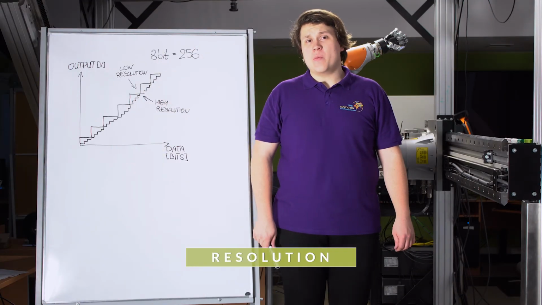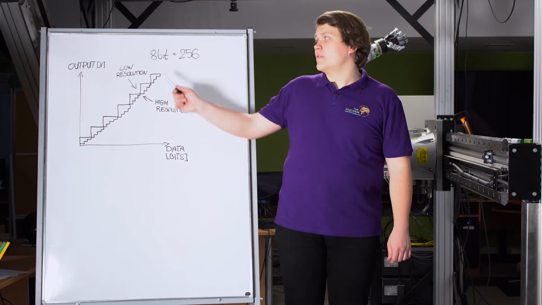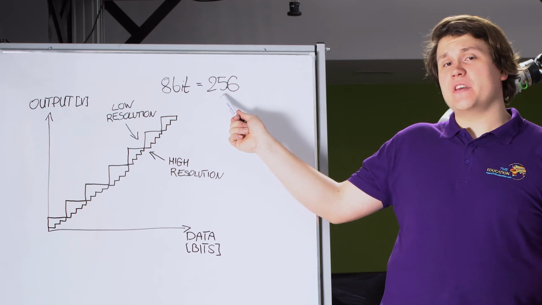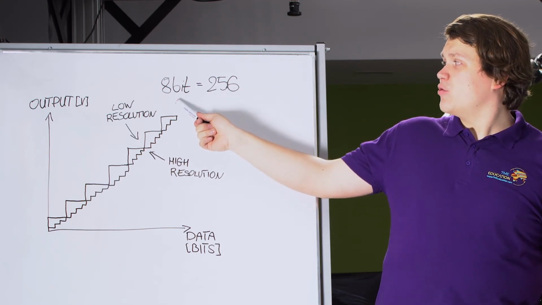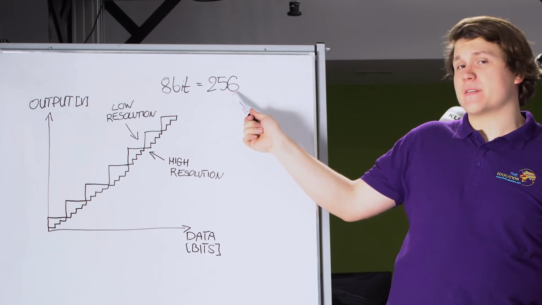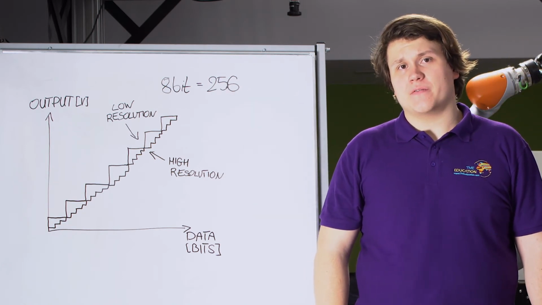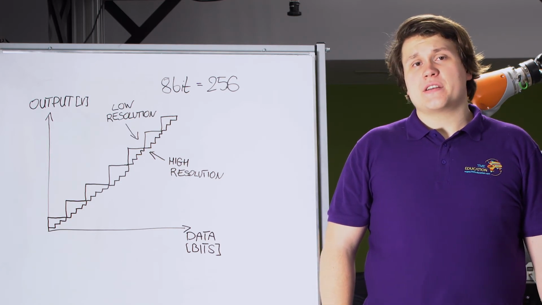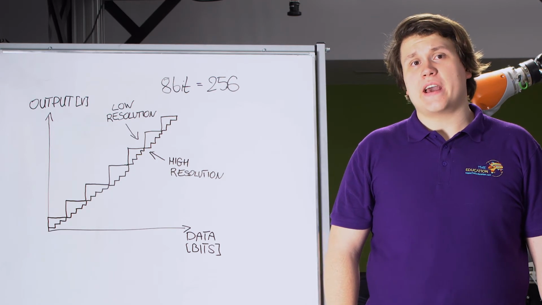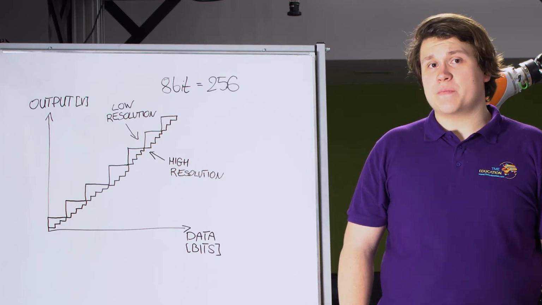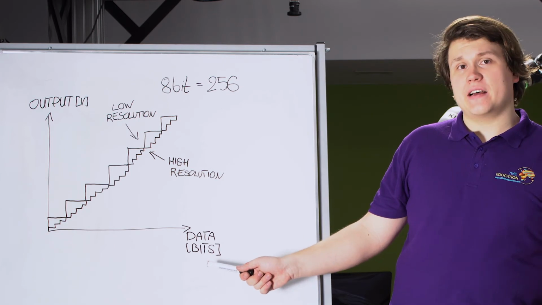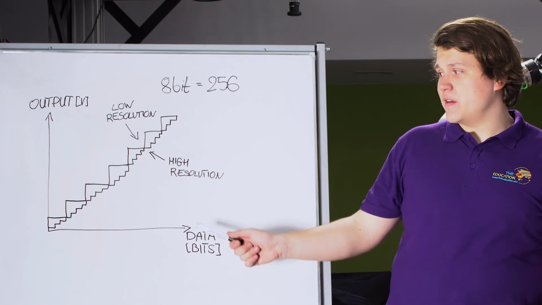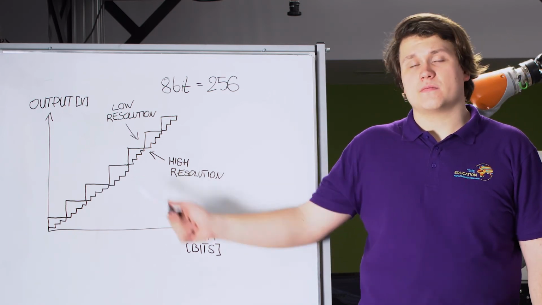Resolution. This is with how many bits we can represent our voltage. For example, an 8-bit converter has 256 states because 2 to the power of 8 is 256. So now let's suppose that we have a 10-bit converter and the reference value of 5 volts. Each step value is around 4.88 millivolts. So for example, if we have 0 on data, that means we have 0 voltage. If we have 512, it means that we have 2.5 volts.